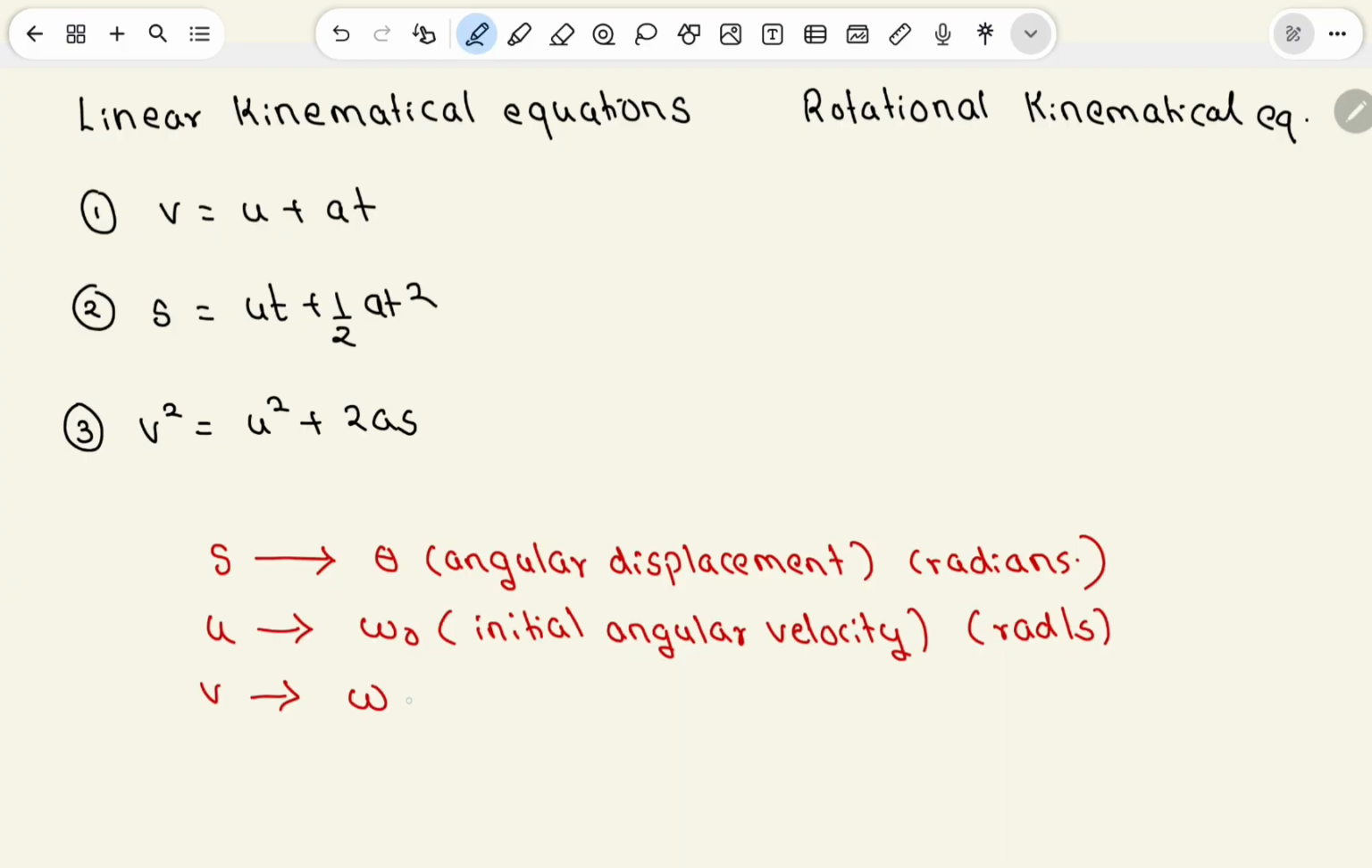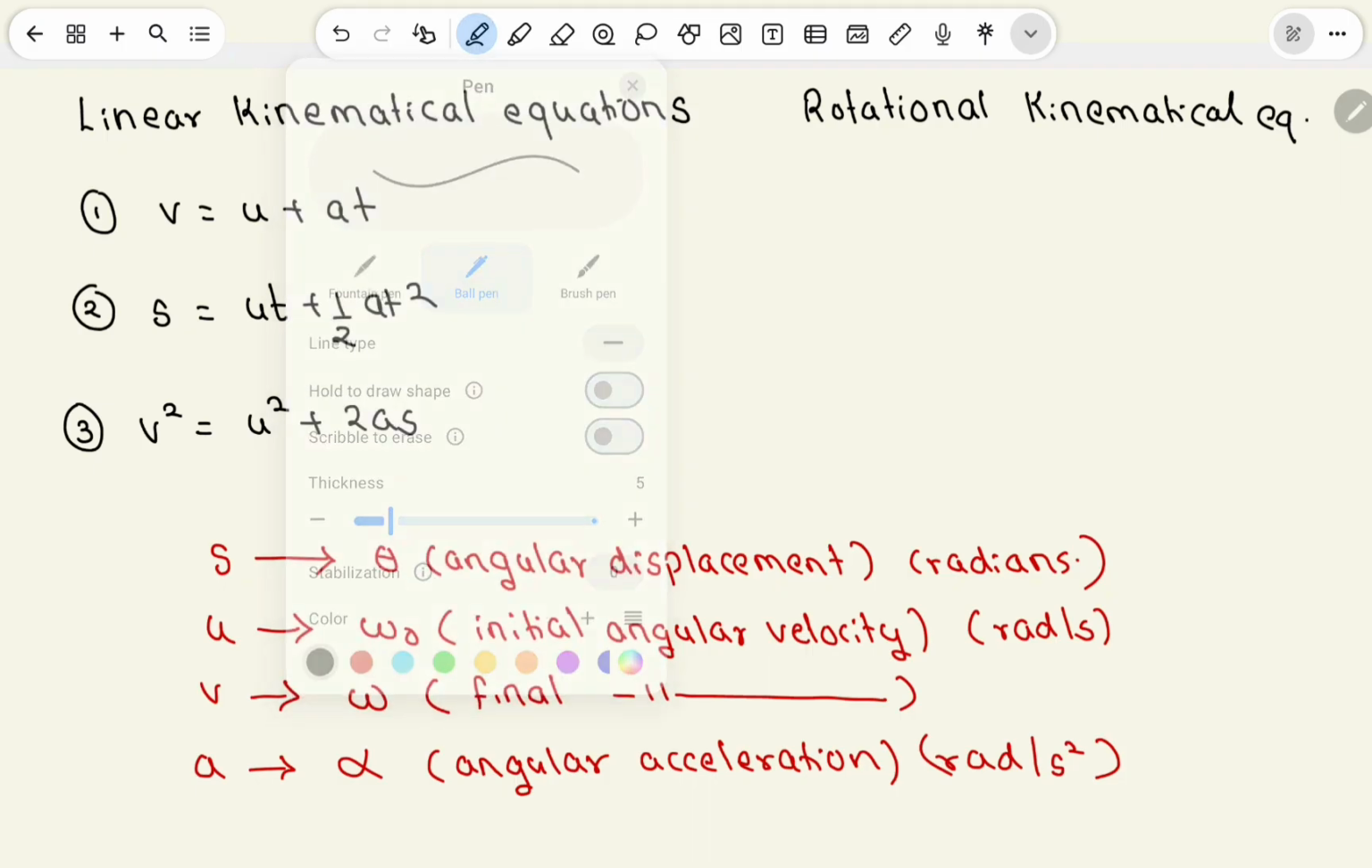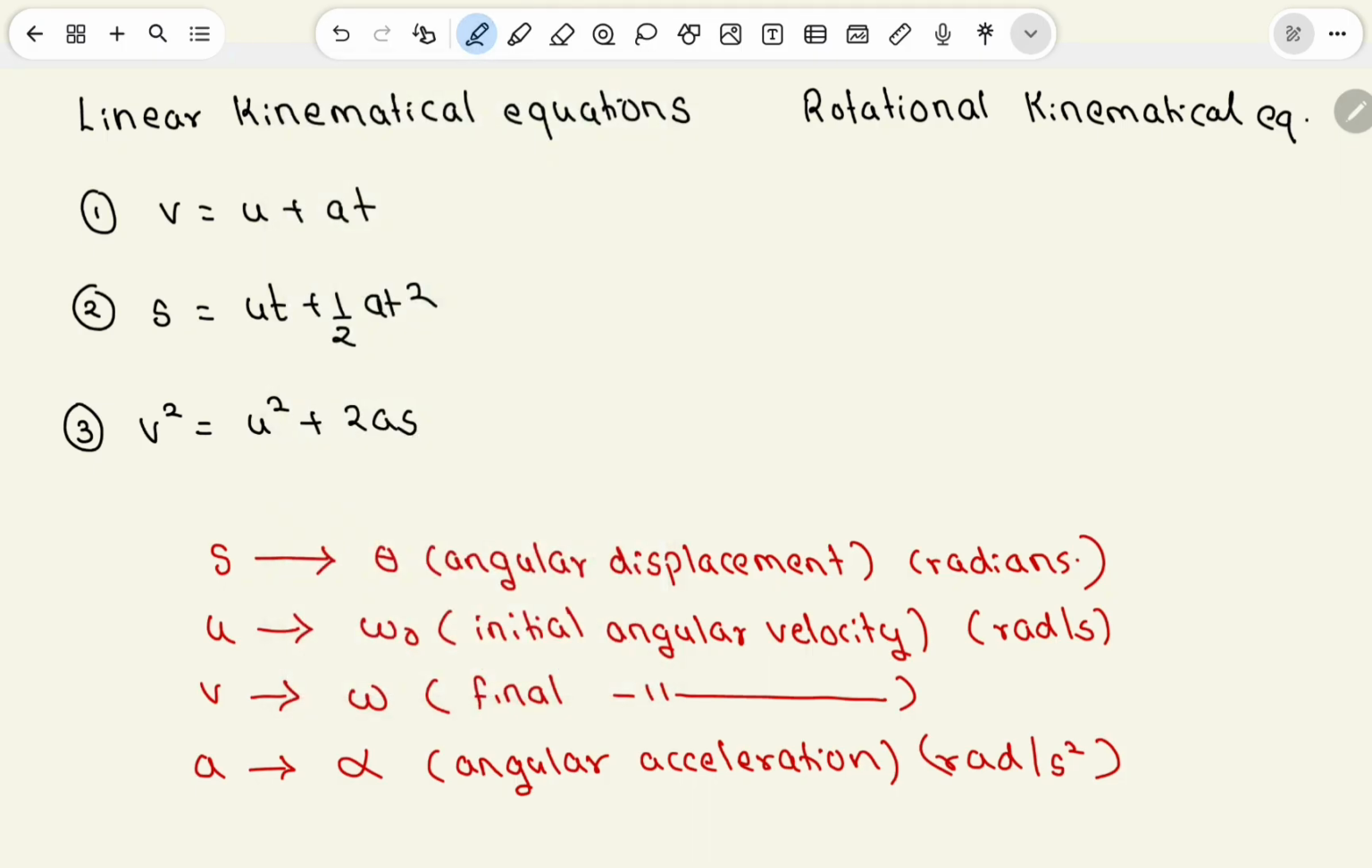In place of final velocity, we have omega, that is final angular velocity. The unit is same. And in place of acceleration, A, we have alpha, that is angular acceleration. And its unit is radian per second square. Now, using these replacements, we can easily write down the kinematical equations.